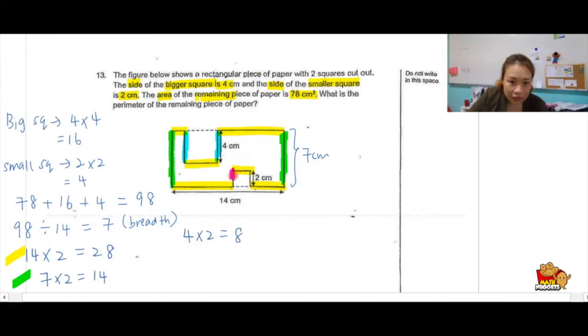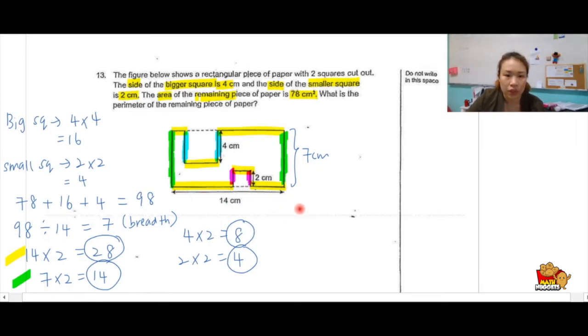Still not done. We still have this. 2 and 2. So I have 2 times 2, which is 4. So what are the numbers that I need to add up? This, plus this, plus this, plus this. So I add these 4 numbers up, I will get the perimeter of the remaining piece of paper. So 28 plus 14 plus 8 plus 4. The answer is 54 centimeters.